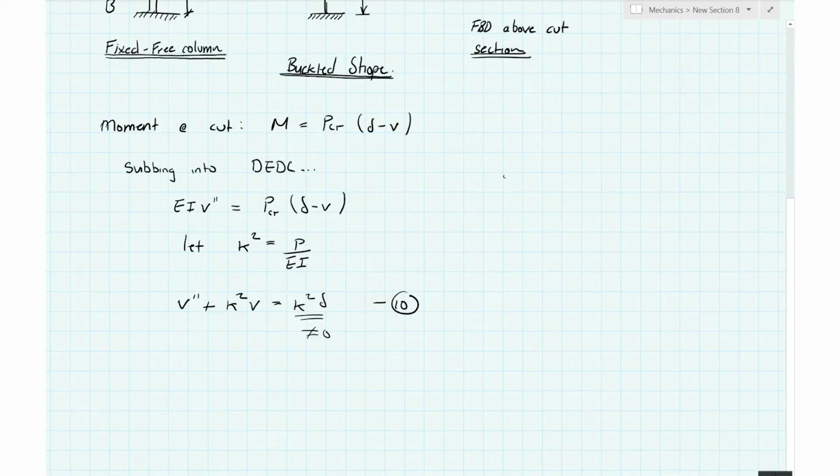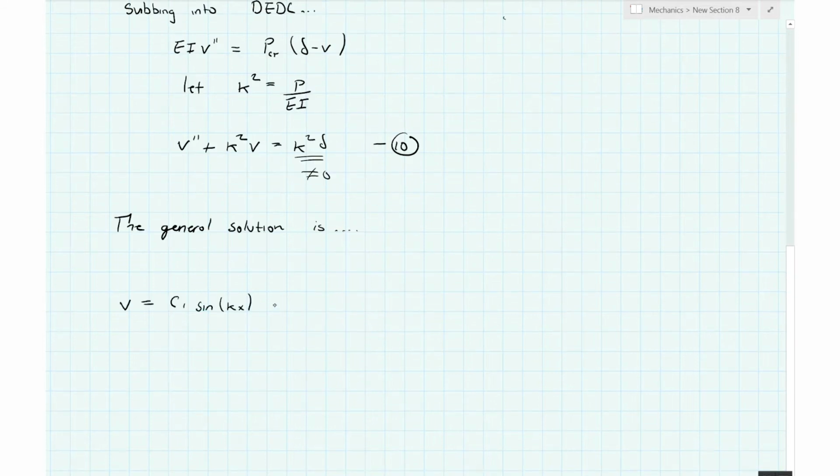So for the purposes of creating a set of notes here, I'll say that the general solution is... Now, we're going to call this equation 11. So we're going to label up this equation. I'm going to label this part VC for complementary and this part VP for particular.